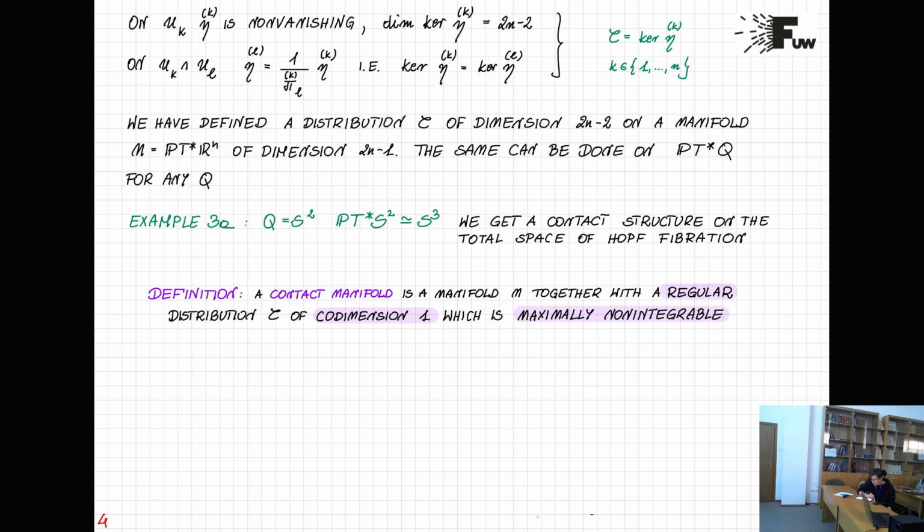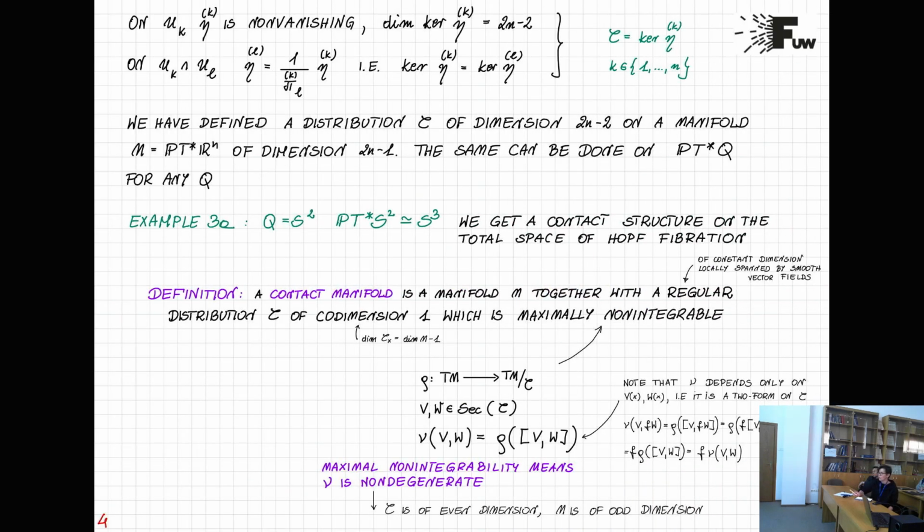A contact manifold is a manifold together with a regular distribution. Regular means that it is of constant rank, and it is locally spanned by smooth vector fields. We have seen it in almost all the examples. I didn't discuss those fields in the third example, but this is also the case.